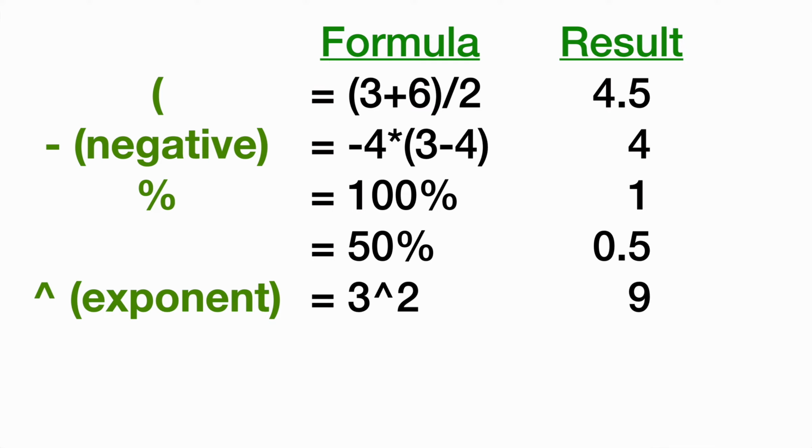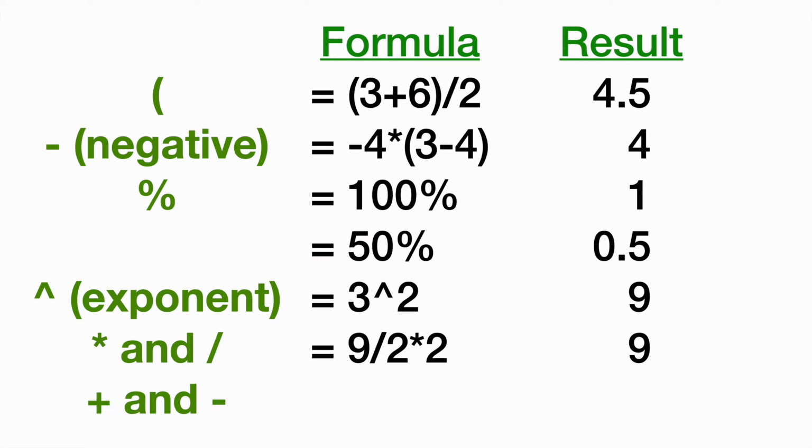In Excel, multiplication and division have the same precedence, and if they're on the same line, they're evaluated left to right. So 9 divided by 2 times 2 equals 9. And then after that comes addition and subtraction. Those both have equal precedence as well, and if they're on the same line, they're evaluated left to right. That's also likely different than you learned in grade school, so 4 minus 2 plus 1 equals 3.